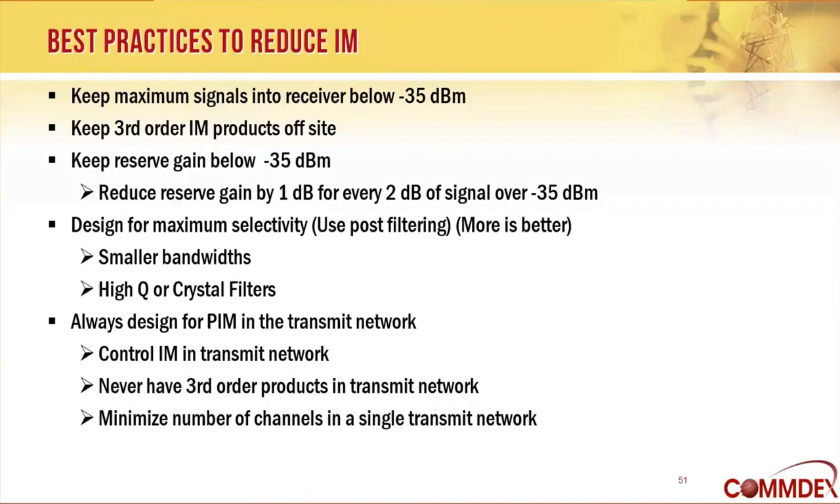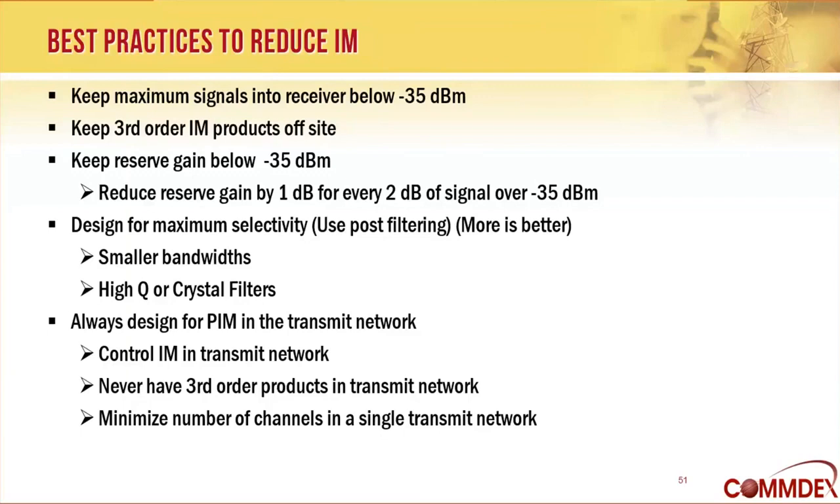For the maximum selectivity, so you can filter with smaller bandwidth filters, high Q filters, or in some cases crystal filters, which have a very high Q and good selectivity. You only use those as a last resort because they're expensive. Always design for passive intermod in the network. Assume it's there. Use PIM rated components.